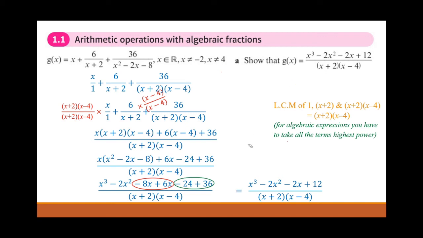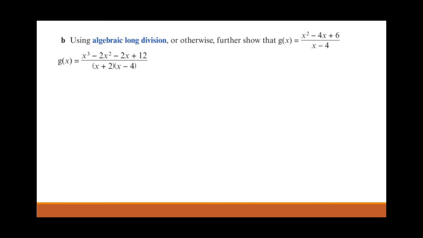So we have applied all the rules we learned in the previous example to show that. Now let's go to part B of this question. Using algebraic long division or otherwise, show that g(x) is equal to x squared minus 4x plus 6 divided by x minus 4. So we have already proved that g(x) can be written in this form, right, as a single fraction. Now we want to show that it can be simplified to x squared minus 4x plus 6 over x minus 4, right? Now they have even given us a hint here using long division, right?